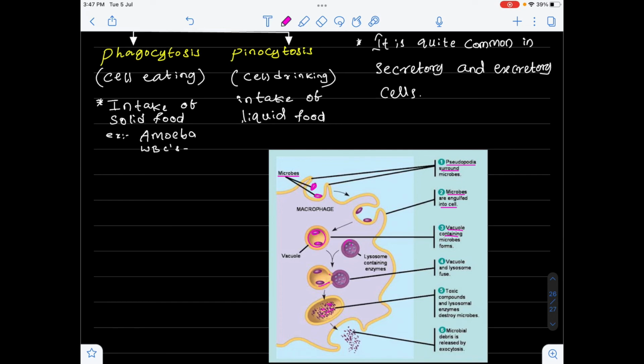Now see here in the cell cytoplasm, lysosomes containing enzymes fuse with this vacuole. And here we can see in the fifth step, the toxic compounds and lysosomal enzymes destroy microbes, and finally microbial debris is released out of the cell by exocytosis.